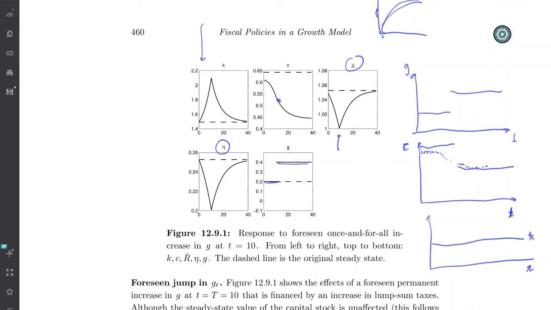And what's happening is, well, how is that achieved? How is that smoothing done? Notice what people end up doing is they end up saving more. They end up accumulating, and they drive capital up in order to smooth things out in equilibrium. So there's this smoothing that's going on, and the smoothing is occurring through capital accumulation.